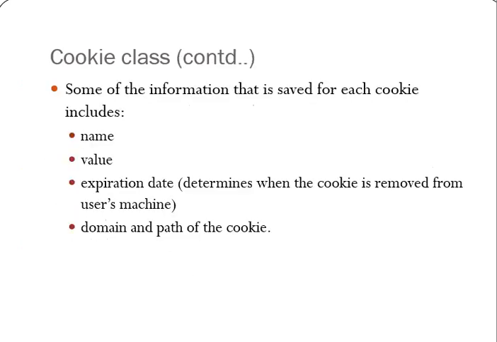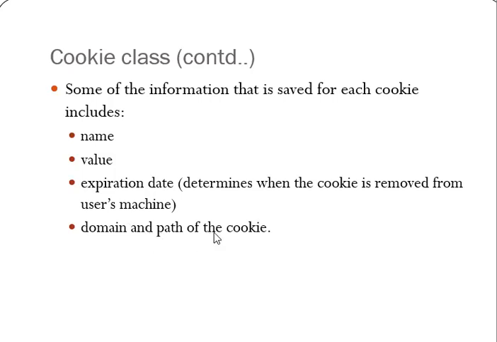The fields that are present in the cookie include the name of the cookie, value, and expiration time. This expiration time determines when the cookie will be removed from the browser machine. We can specify that expiration time. If we don't specify, by default it will stay forever unless and until we clear them.